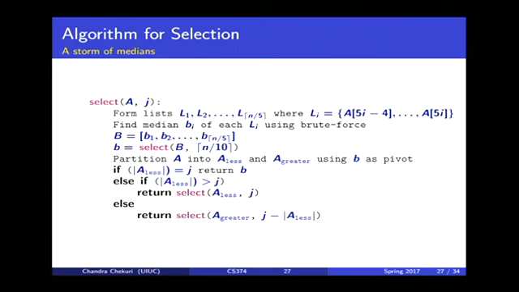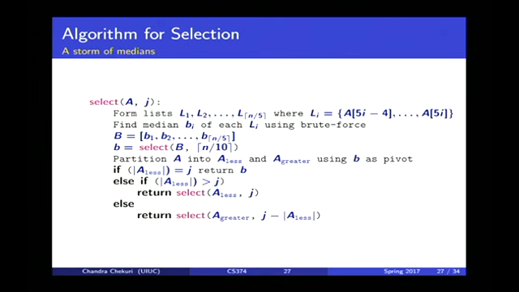Okay, so how do we write a recurrence for this? How many calls are we making? 2 calls, right? One to a problem of size what?